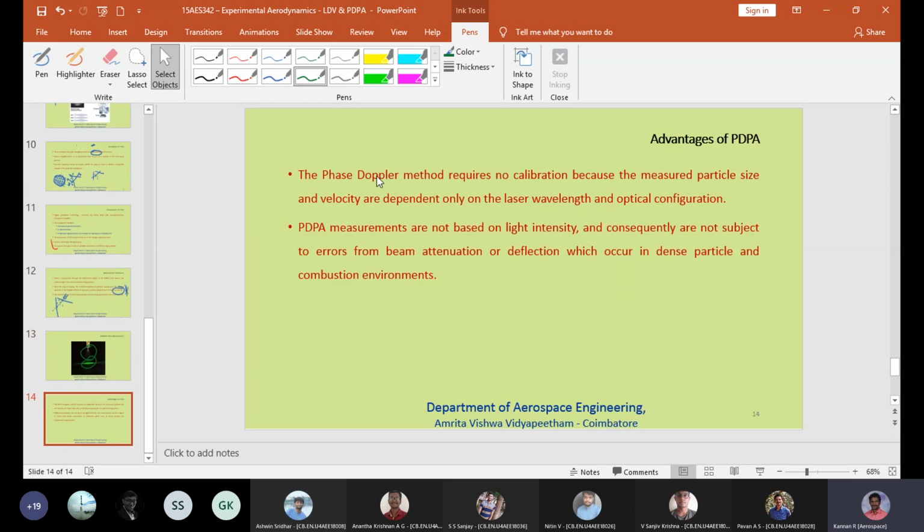The advantage of PDPA is that the phase Doppler method requires no calibration, because the measured particle size and velocity depend only on the laser wavelength and optical configuration. Also, in the earlier cases we needed to worry about light intensity. But in PDPA measurement, it is not based on light intensity and is not subjected to errors from beam attenuation or deflection, which used to occur in the case of dense particles and combustion environments. So that is not the case here.